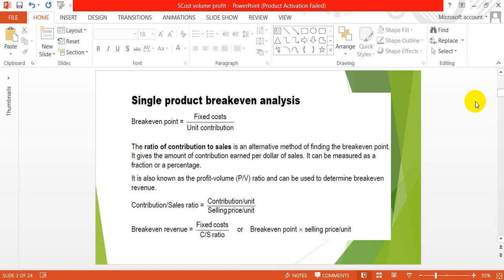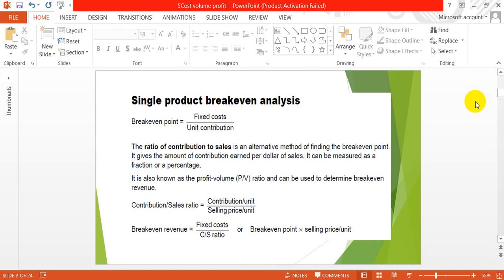So the first formula that we're going to look at is for a single product break-even analysis, which is the break-even point, which is given as fixed costs divided by unit contribution. You should know contribution. Contribution is simply sales minus variable costs.